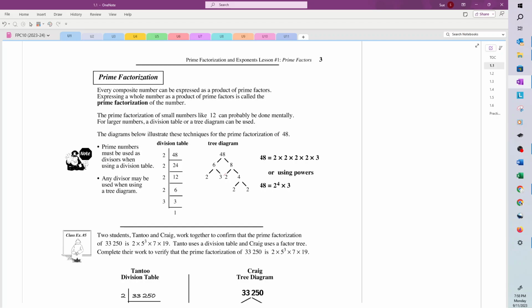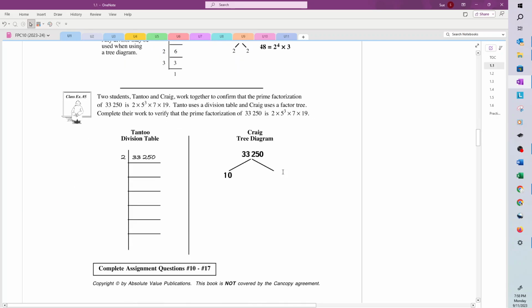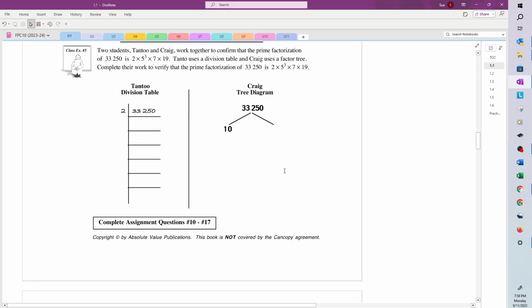So let me show you another example. If we do the table, 33,250 divided by 2 gives you 16,625. And of course, I'm just using a calculator for this. That's not even, so I can't divide it by 2.